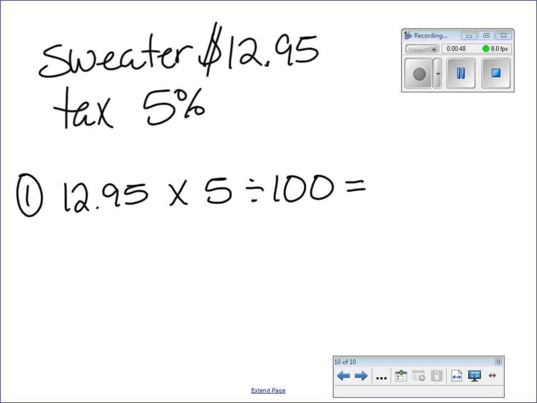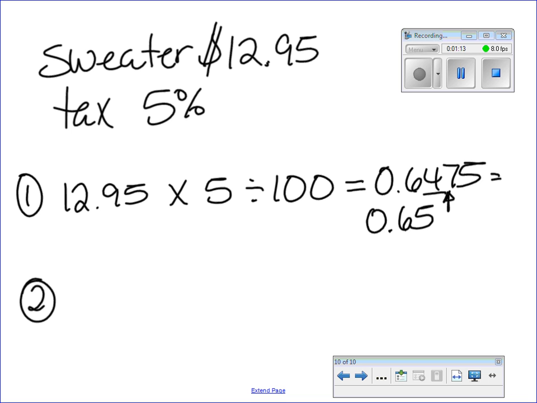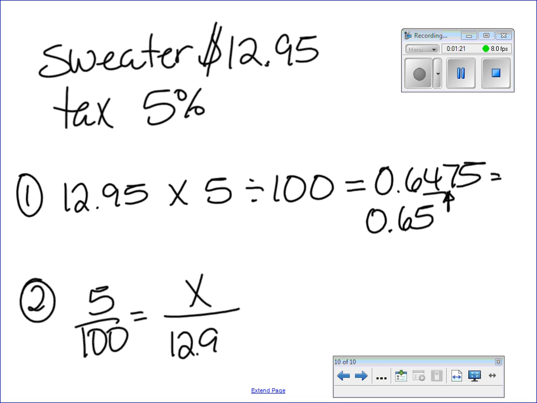So I'm going to have $12.95 times 5 and divide by 100. I'm going to get 0.6475, but that's not money, so I have to round. This rounds to 0.65. Now let's say I was taught a different way and I was taught to use a proportion. So my proportion would be percent over 100 equals amount of change, or x, over the total. When I cross multiply and divide, I'm still going to get x equals 65 cents.